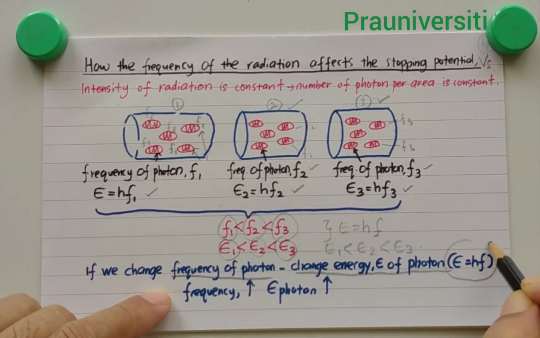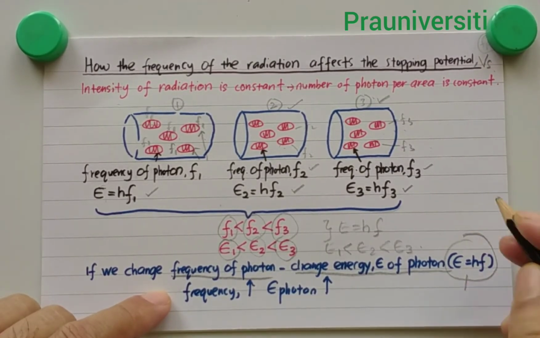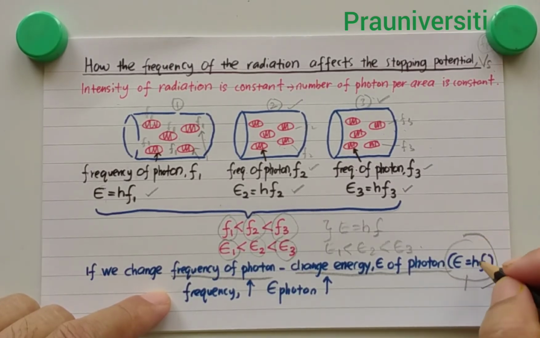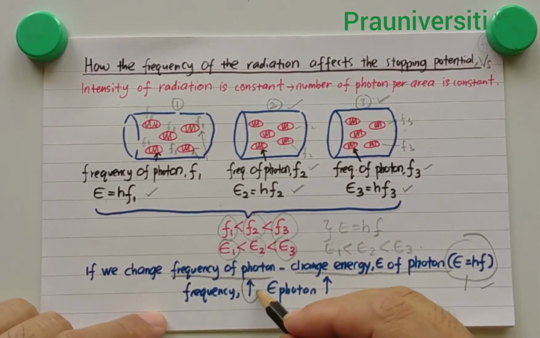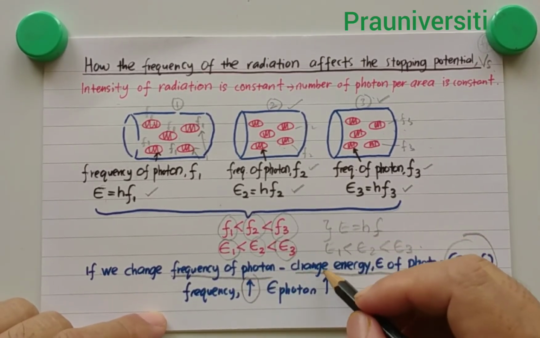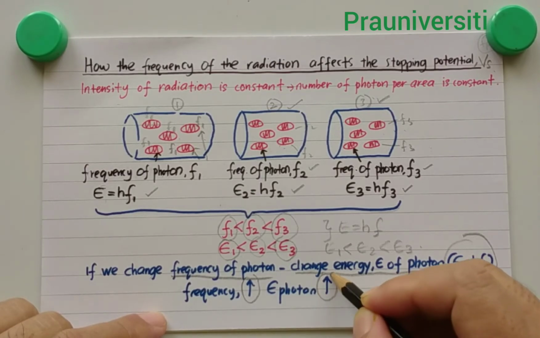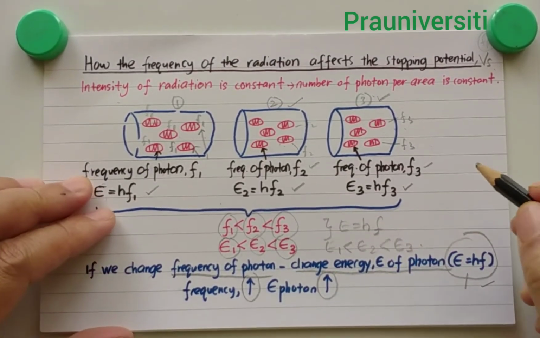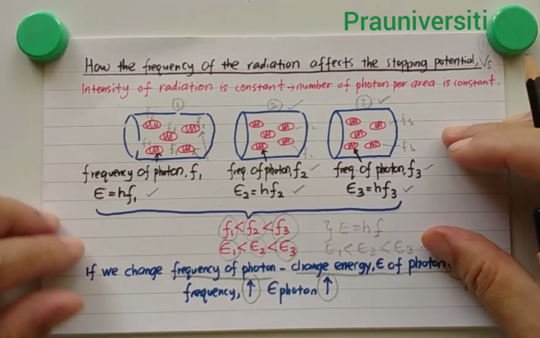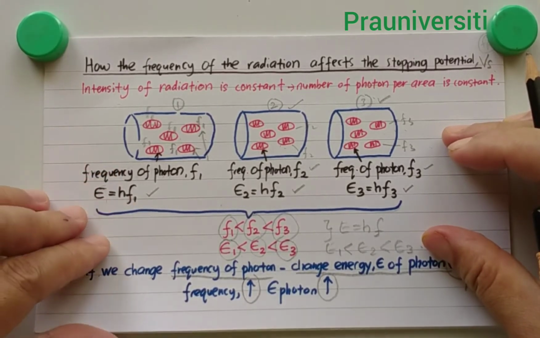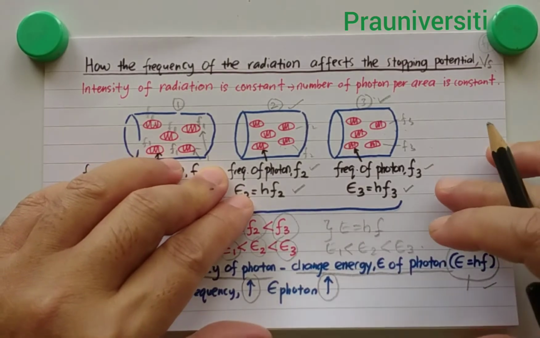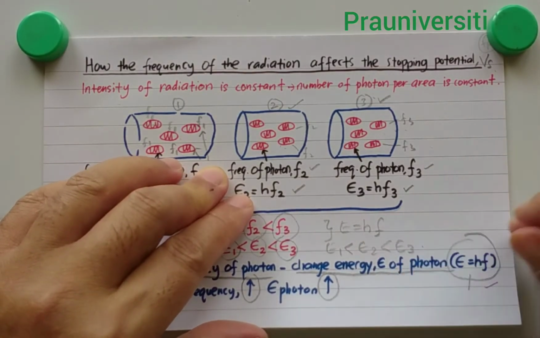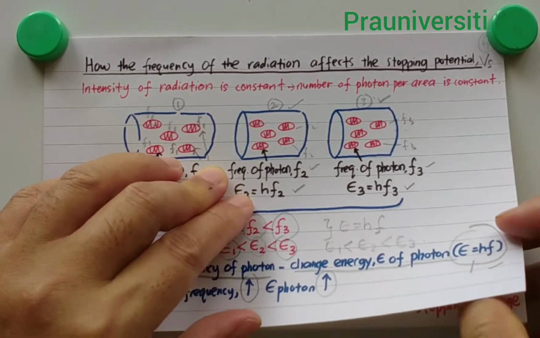So if we change the frequency of the photon, that means we change the energy of the photon. According to this equation, if the frequency is increasing, the energy of the photon also increases. In this slide, we know what is meant by intensity, and what the energy of the photon is. So we continue.